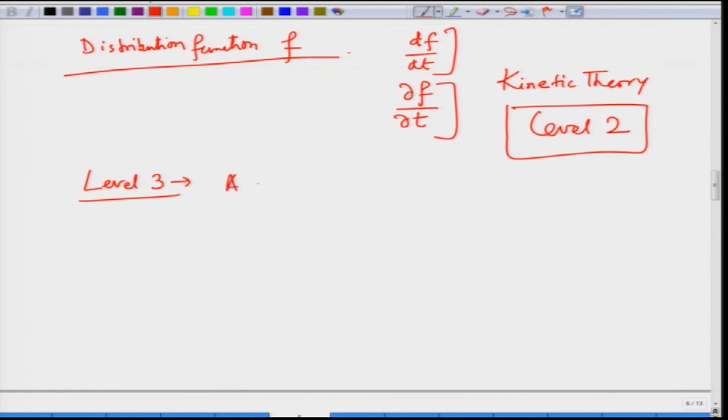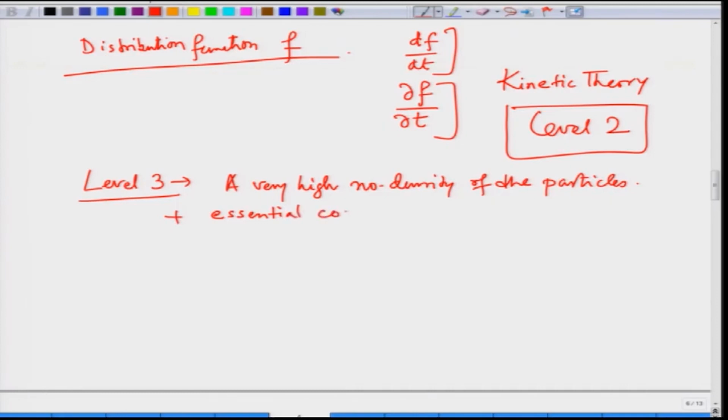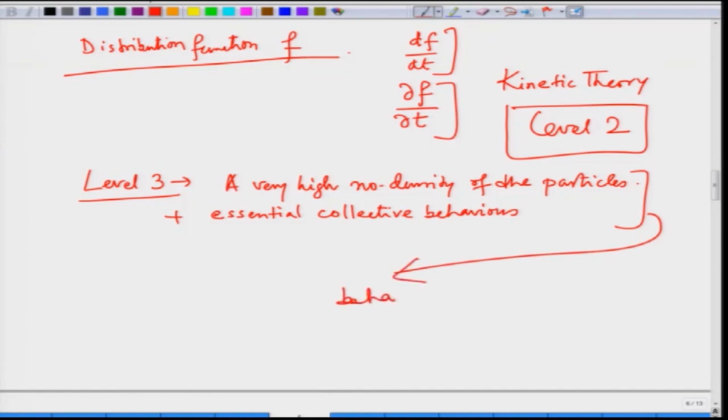needs a very high number density of the particles plus essential collective behavior. That gives us the behavior of the system as a continuum. Okay.